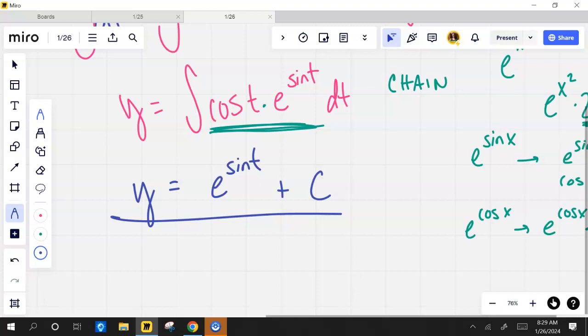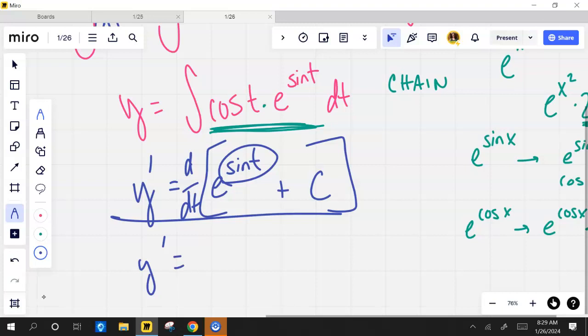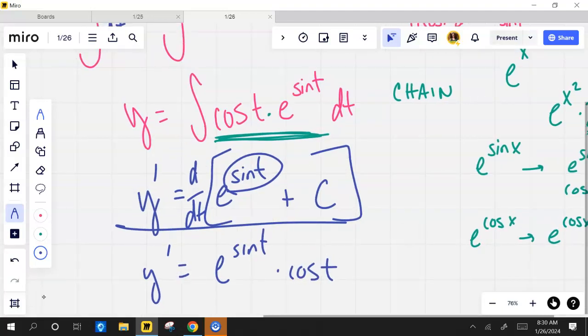Right, you have to think about the chain because the antiderivative of e to the x is just e to the x. But you've got to chain what's there. So if I take the derivative of y, it's e to the sine x, but then I'd have to chain it times cosine x. The derivative of a constant is 0, which puts me back up where I started, which was what I wanted to check to make sure.